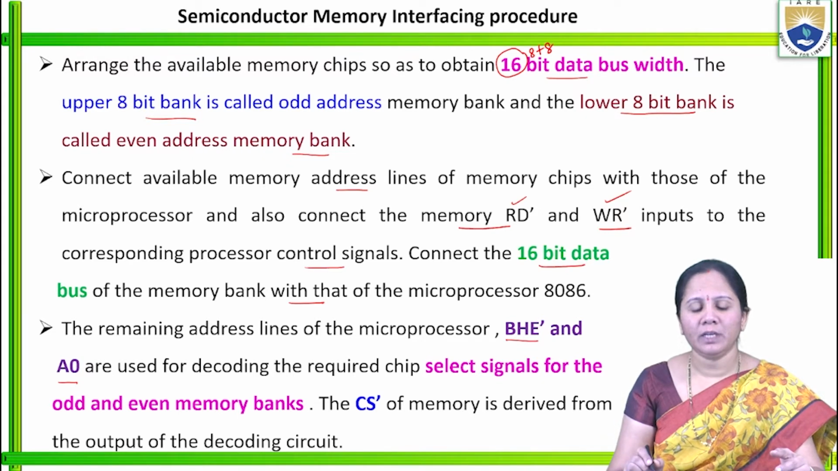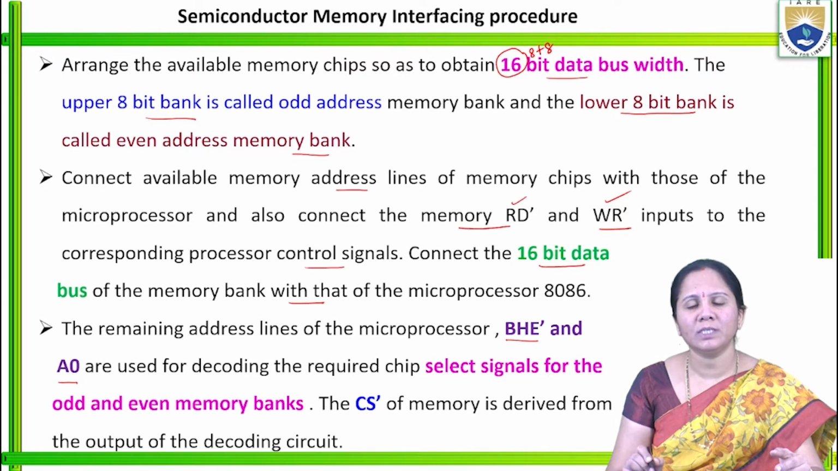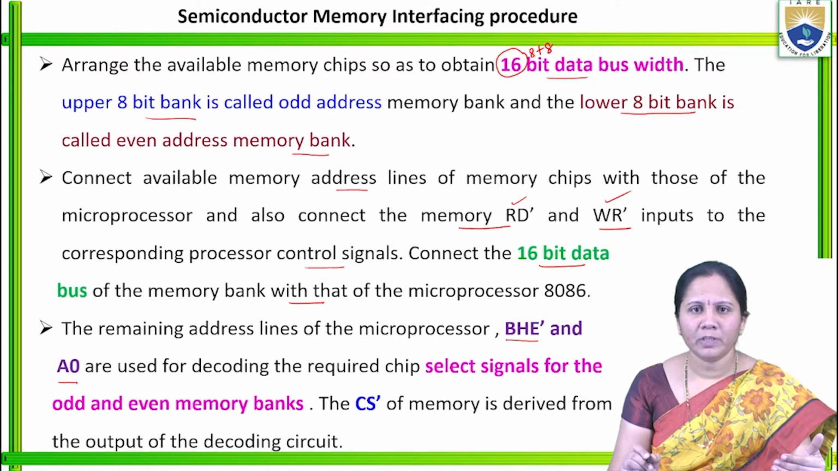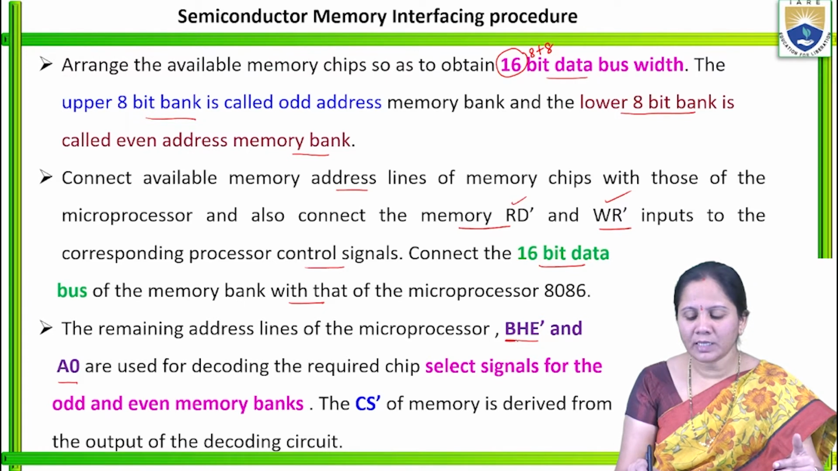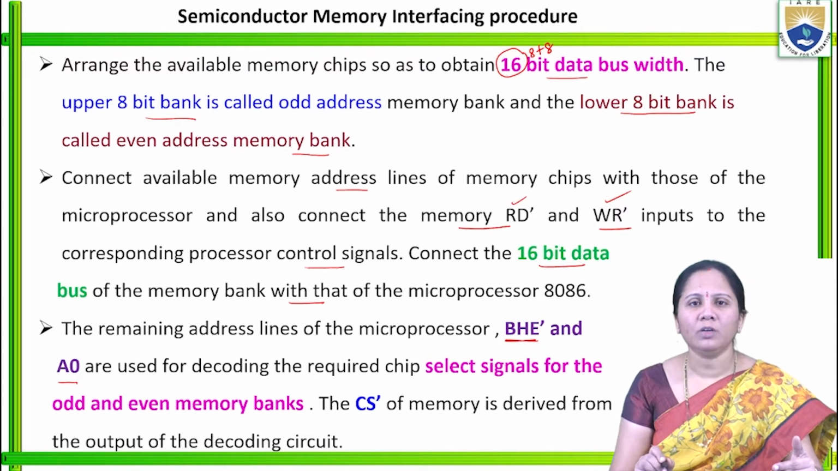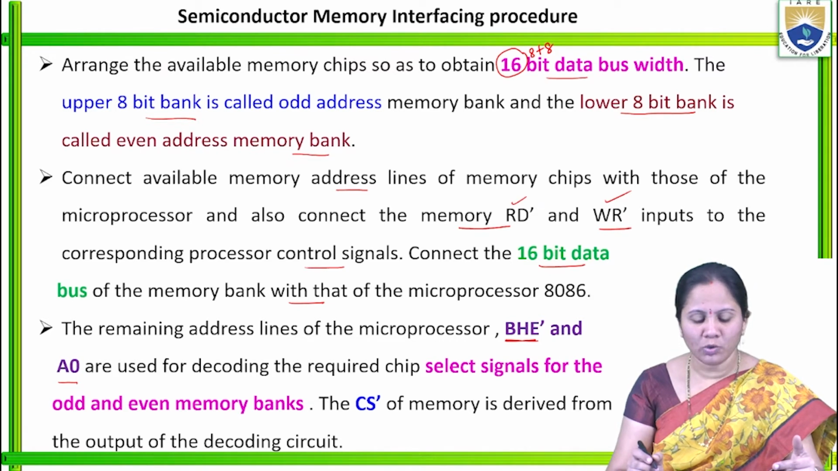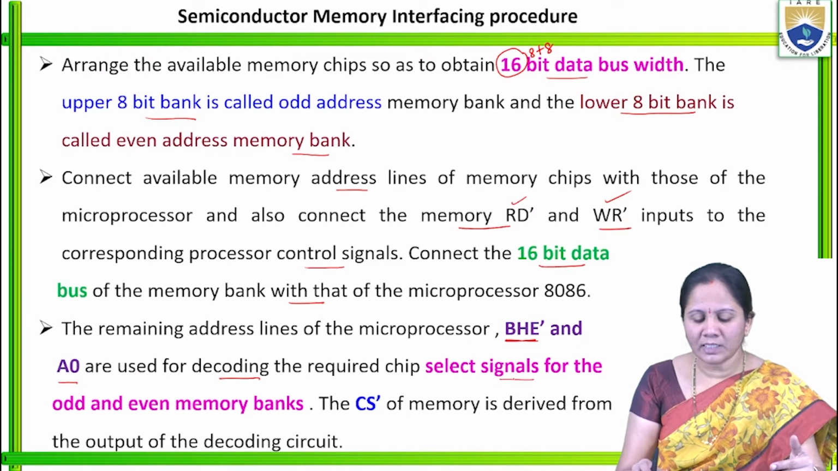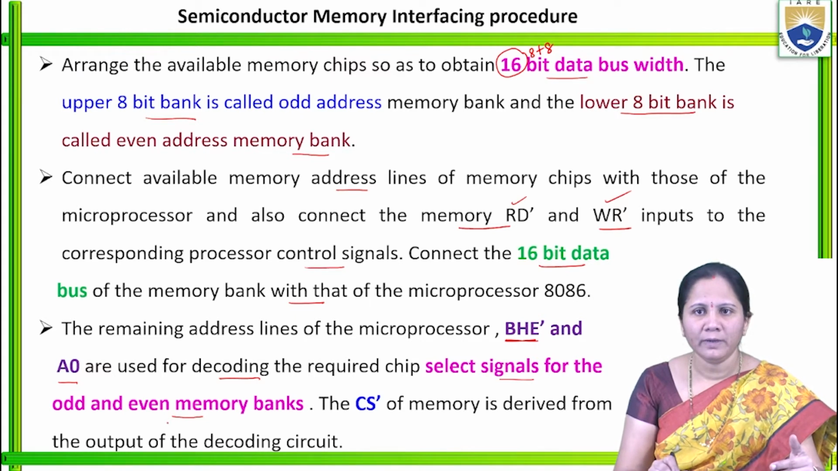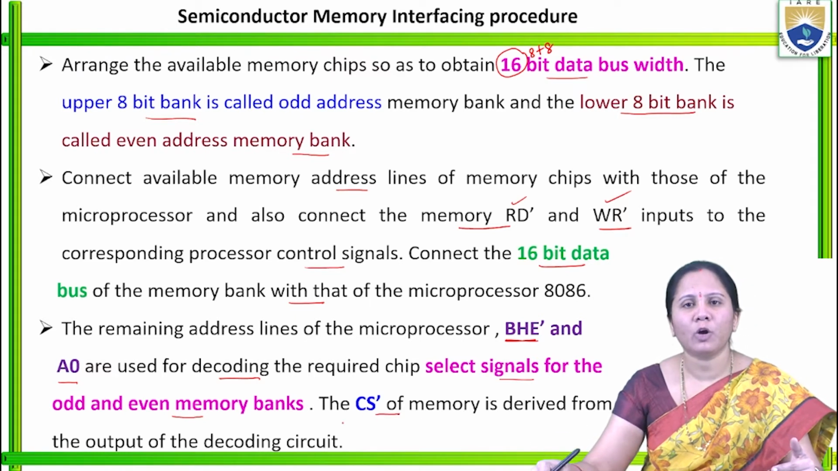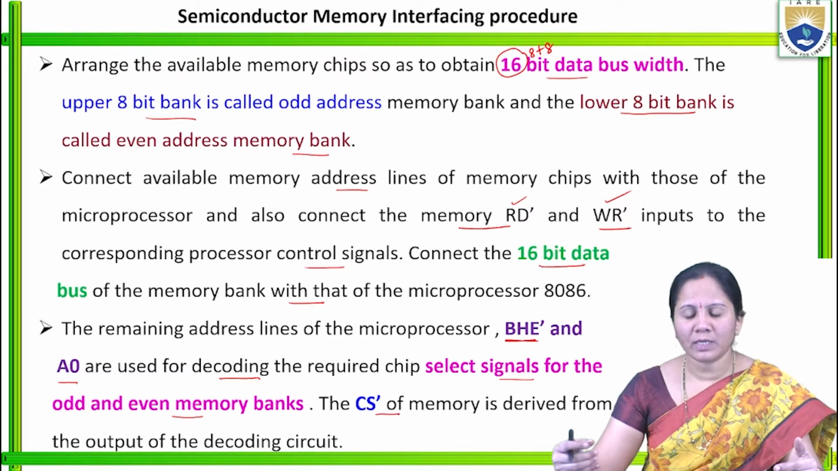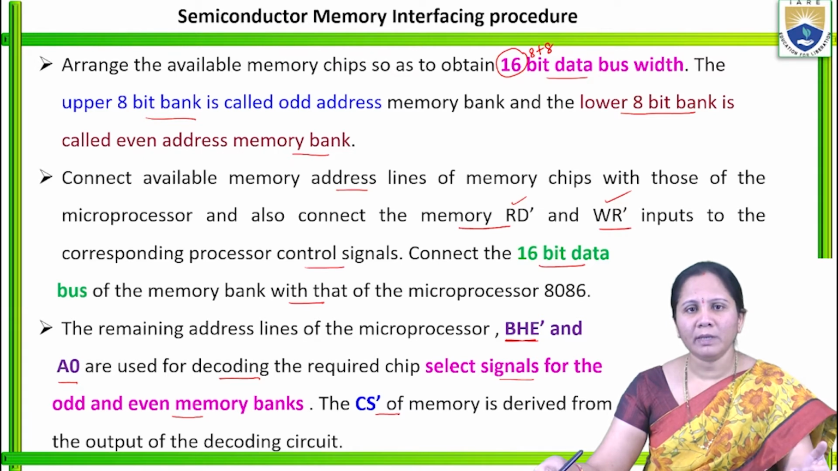While studying the pin configuration, A0 and BHE bar are the two signals which will decide whether it is a byte data transfer or a word data transfer. If it is byte, whether it is the lower byte or the higher byte. All these things will be decided by these two signals, BHE bar and A0, of the 8086 microprocessor. So you have to consider these two signals in order to decode and select the signals of the odd and even address banks. The chip select of the memory will be driven from the output of the decoding circuit. So you have to follow this procedure in order to do the memory mapping.